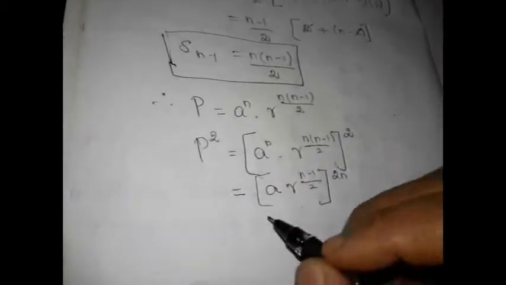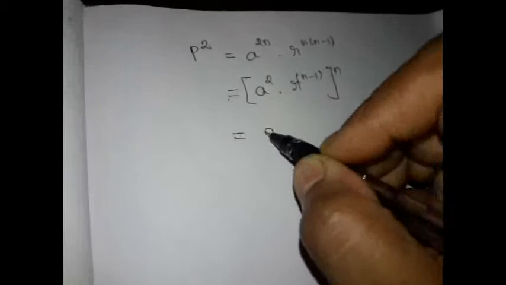Or else, first you split this. So this you can write as a power 2n into r power 2 into n into (n minus 1) the whole divided by 2. So 2 will get cancelled. So in the last step we got P square is equal to a power 2n into r power n into (n minus 1), right? Now we need to prove P square is equal to (ab) the whole power n.